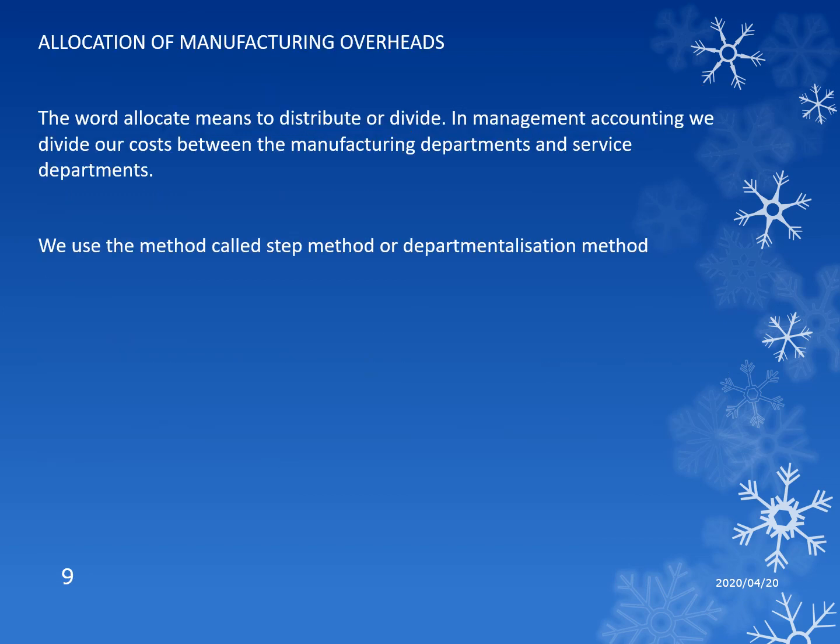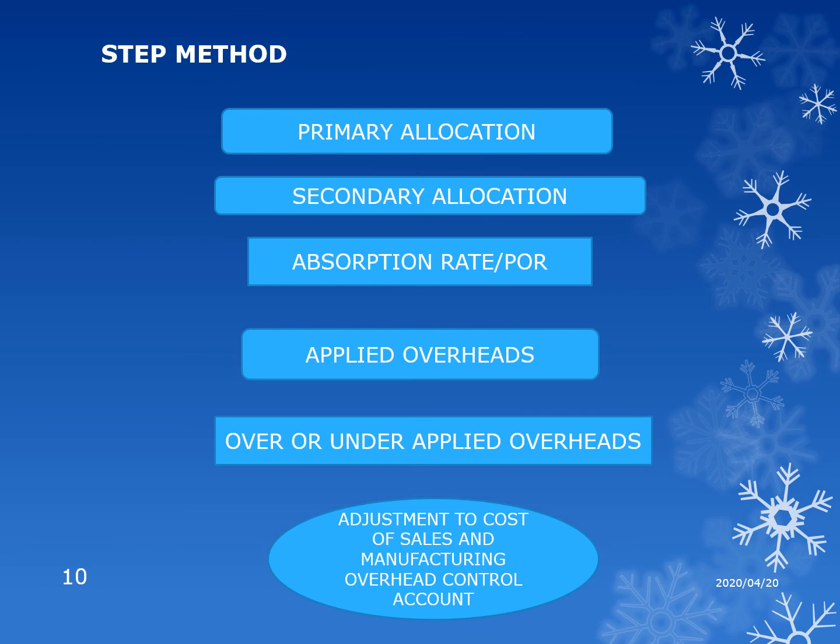Then for allocation of manufacturing overheads, we use what we call the step method. This is an example of the step method. Number 1, identify your primary allocation, which simply means dividing your costs between production and service departments. Step number 2, divide your costs from service departments into production departments. Then the third step is to calculate your absorption rate, applied over or under, and make the last adjustment.